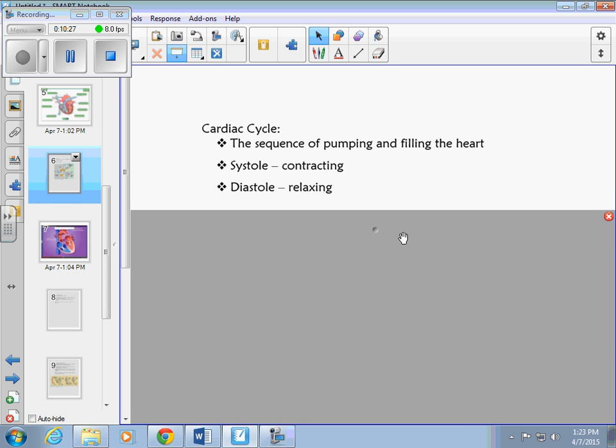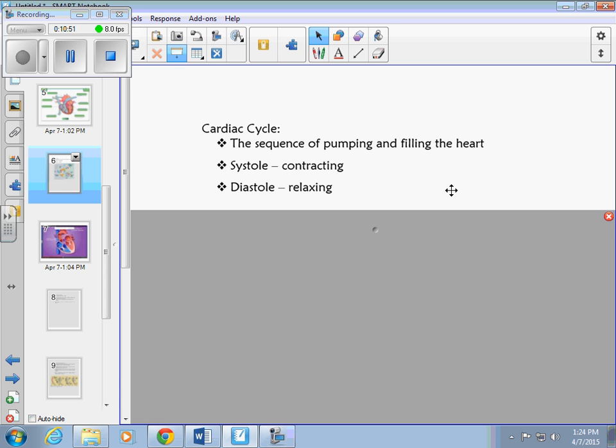The next section of notes gets us to our cardiac cycle, and this teaches us how the pumping and the contracting and the relaxing of the heart help to pump the blood. The sequence of pumping and filling the heart with blood, this is what makes up the cardiac cycle. The two most important words that we have to know here are systole and diastole.